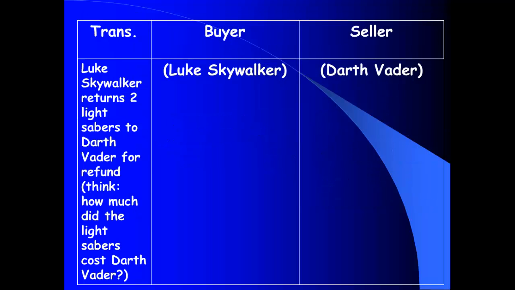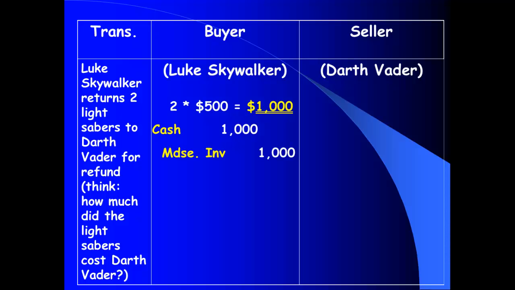Luke brings back 2 lightsabers. Didn't like them. Brings them back. All right. Has he paid for them yet? Will we give him his money back? Yes. All right. Let's be Luke right now. We are the one returning those lightsabers for a refund. What do I have more of? Cash. Going to get $1,000 cash. Cash is an asset, goes up with a debit. What do I have less of? Merchandise inventory is an asset, and it goes down with a credit.